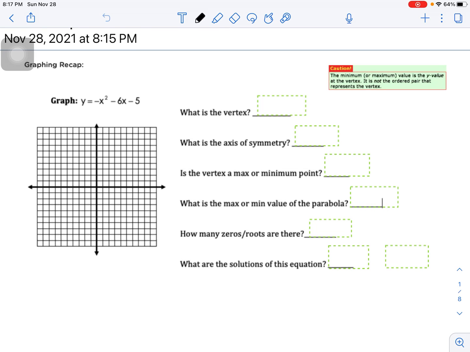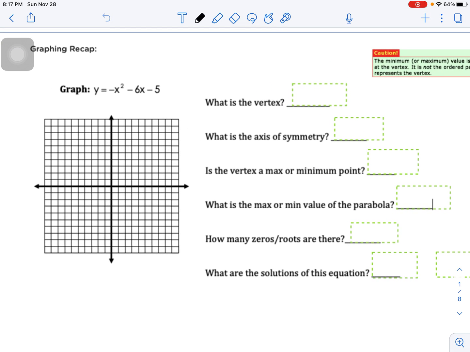Graphing quadratics, max and min. We're going to start with a graphing quadratic function recap. So the first thing we're going to do is figure out the vertex.